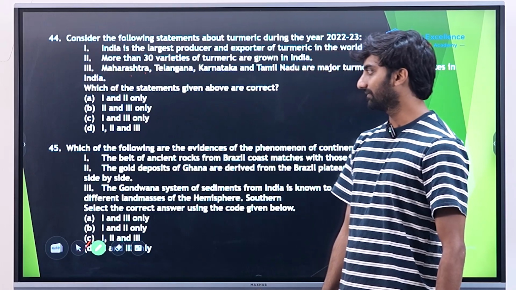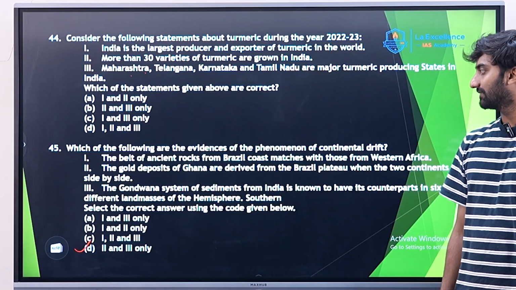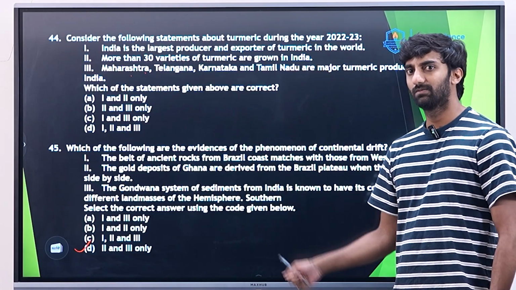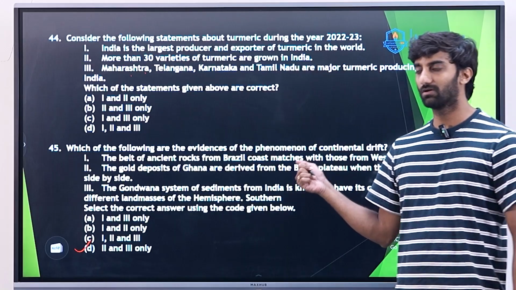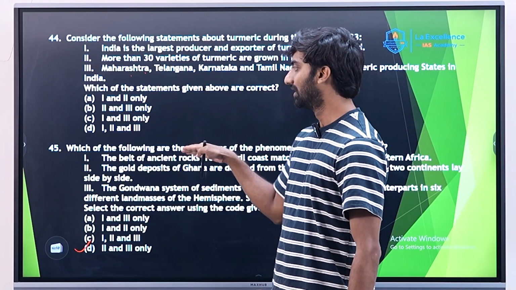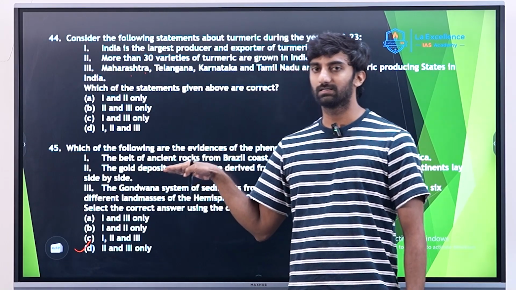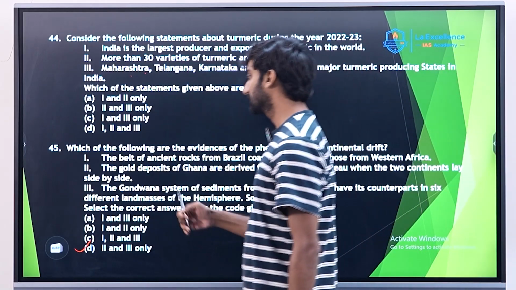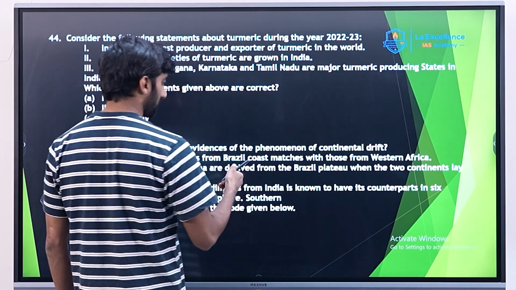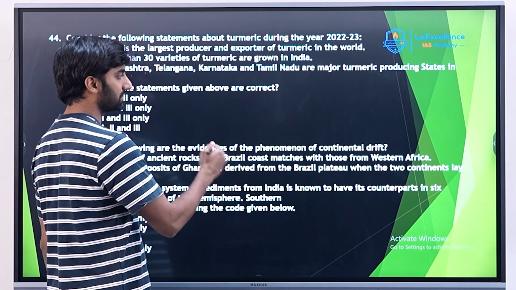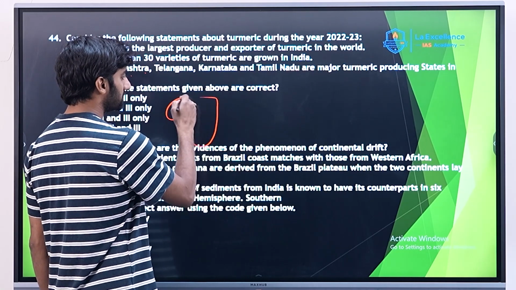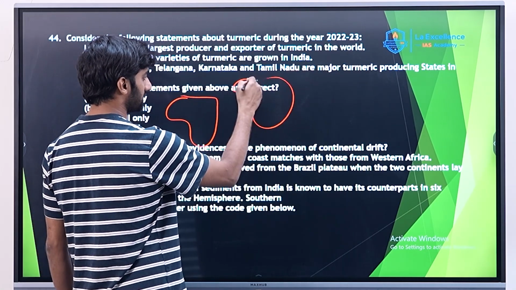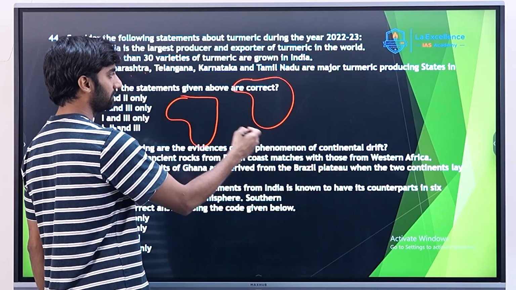Then we have question 45. Which of the following are the evidences of phenomena of continental drift theory? Mostly conceptual question. We know continental drift theory proposed by Wegener. All evidences Wegener has given with respect to this theory. So first statement says the belt of ancient rocks formed from Brazil coast matches with those from Western Africa. So this is called zigzag fit as explained by Wegener as part of his continental drift theory.